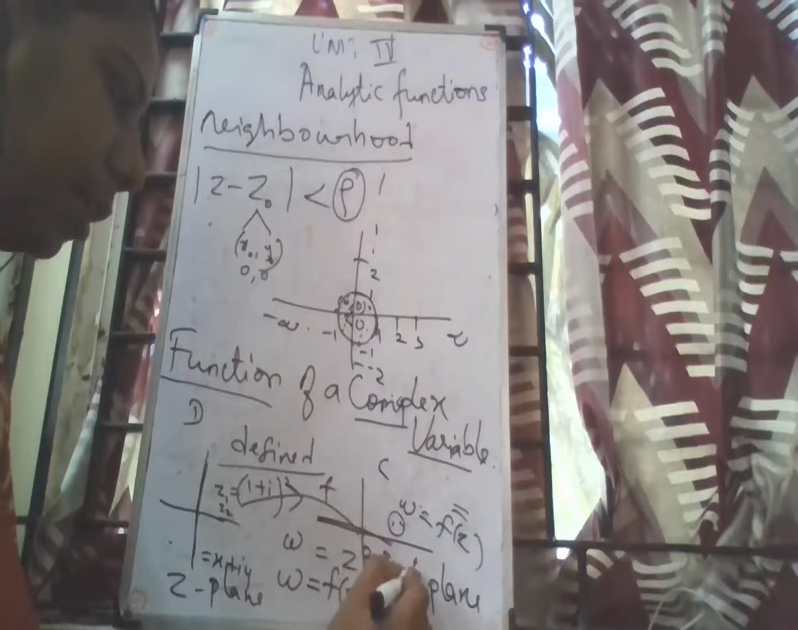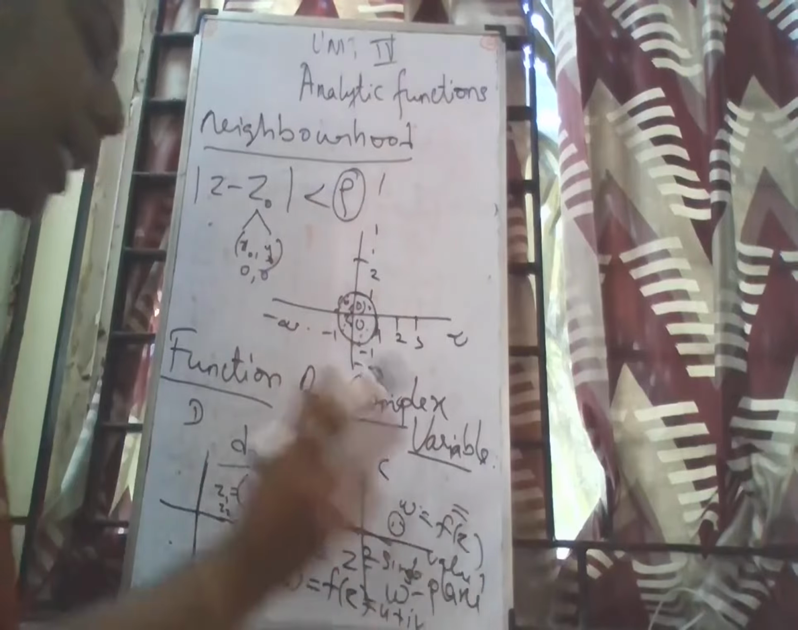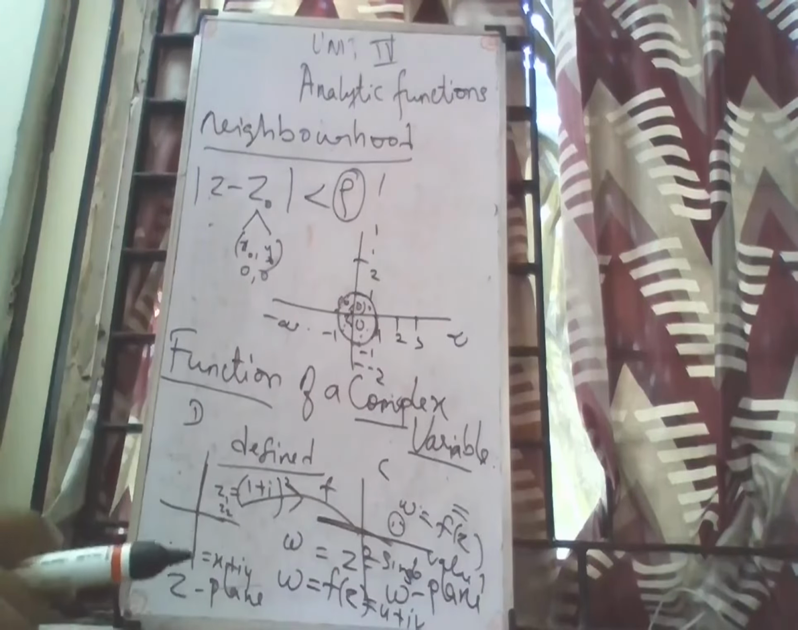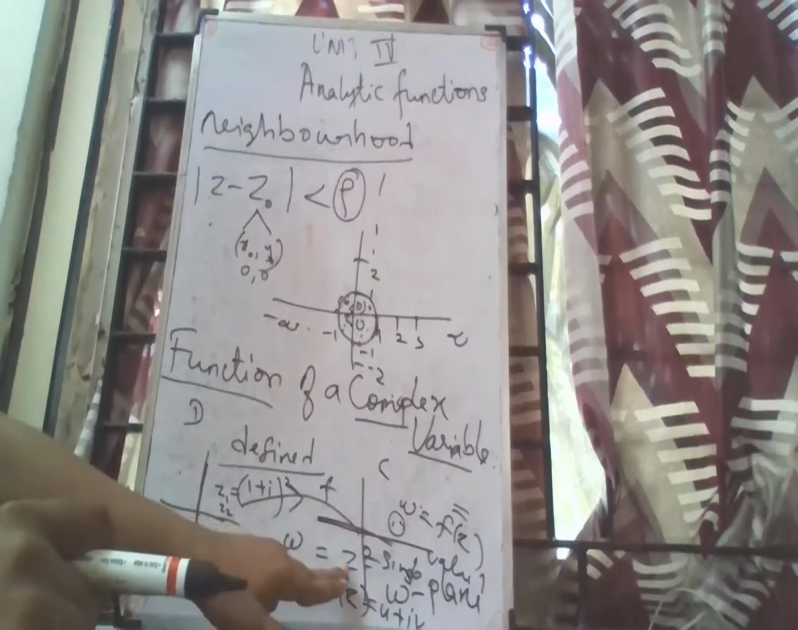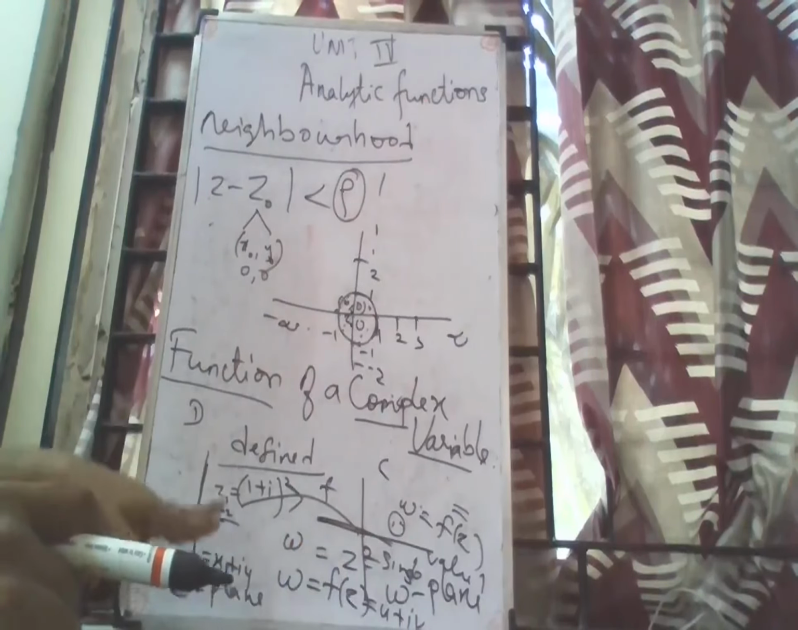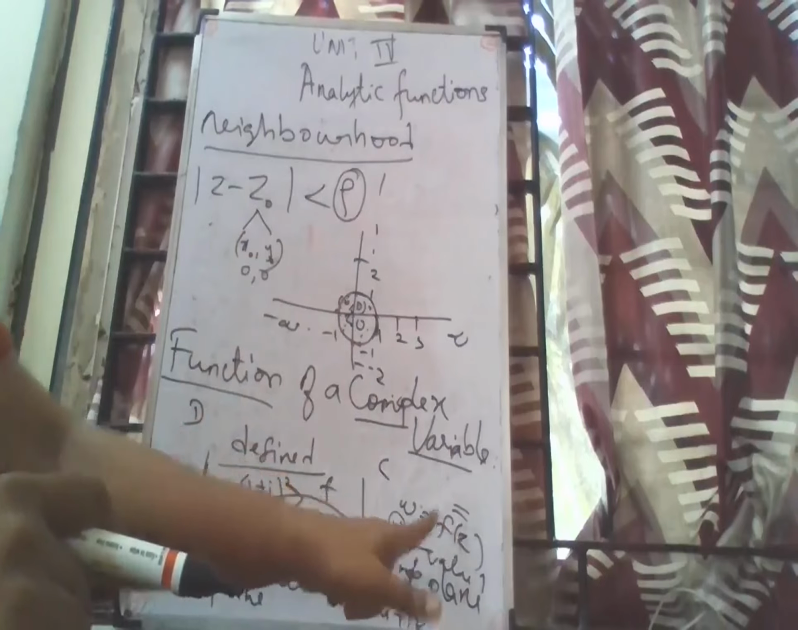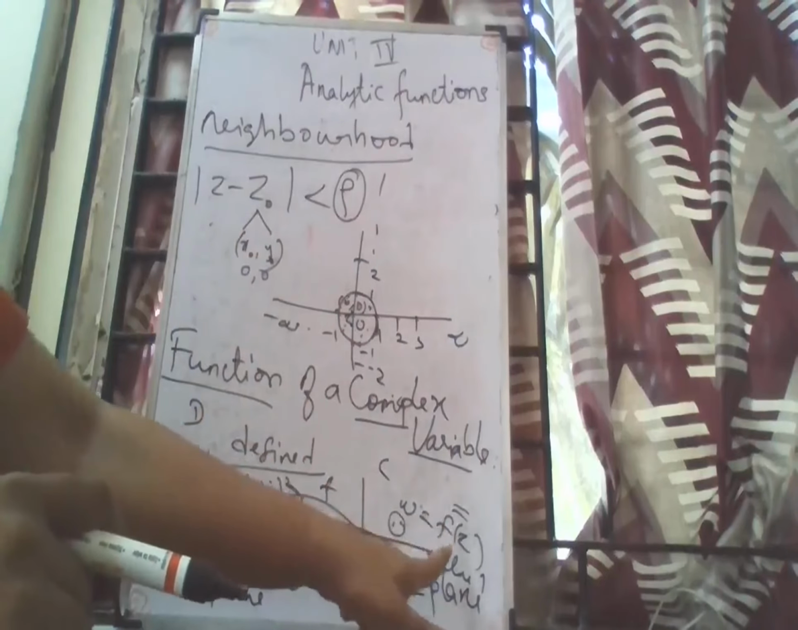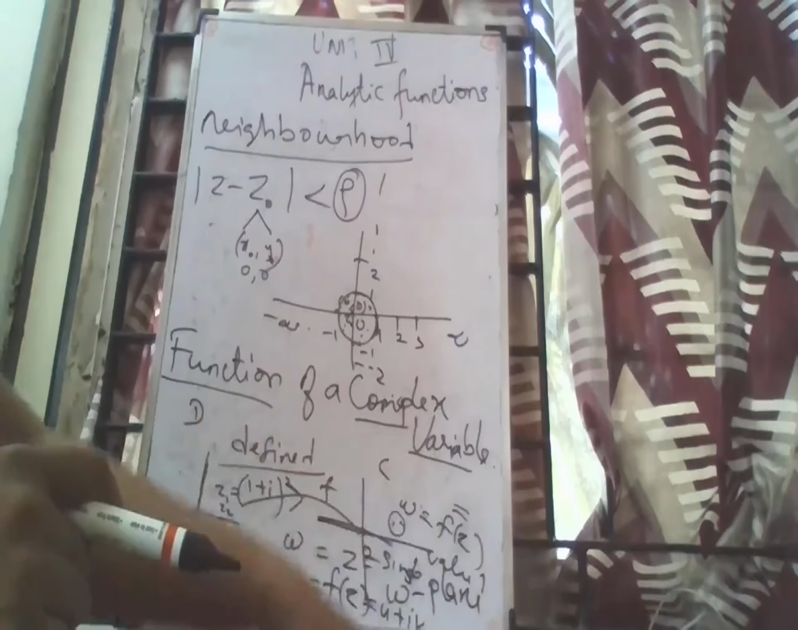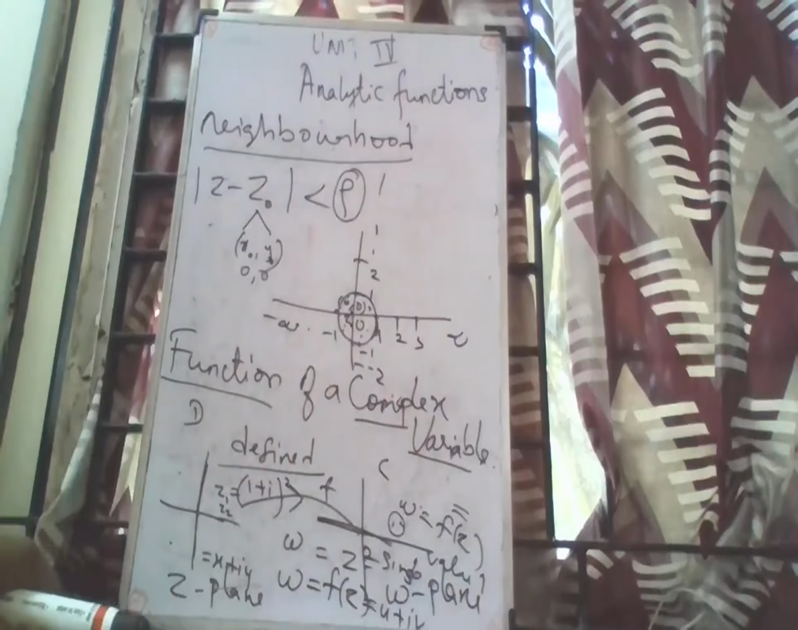Single valued function means for all values of z, whatever points you substitute, like (1, 1), (-1, 1) or (2, 2), I'll get only one corresponding value somewhere here in my w plane. So we call this a single valued function.